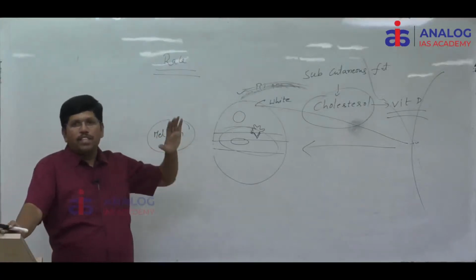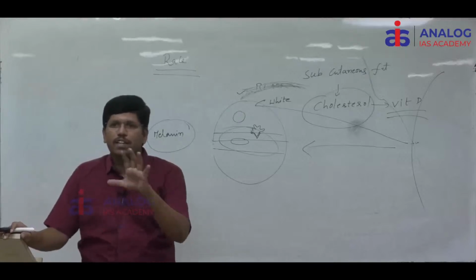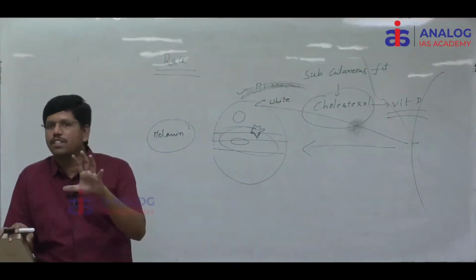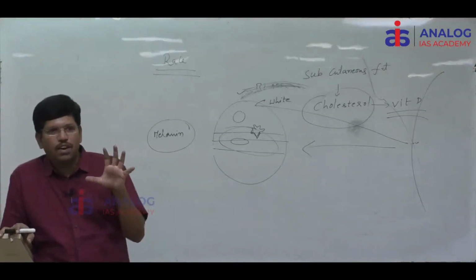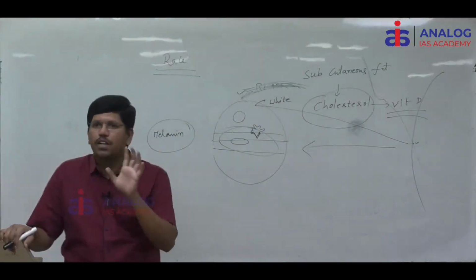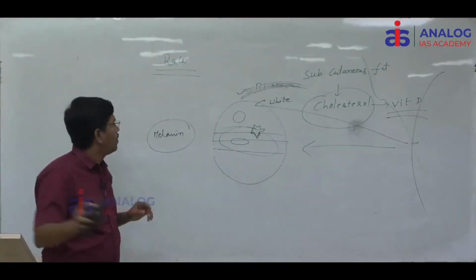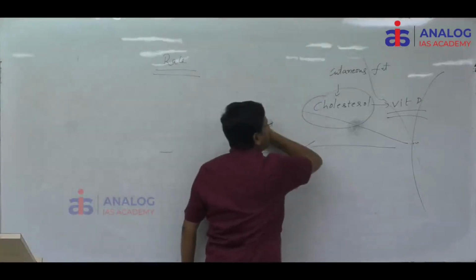Understood? Nature is responsible for the selection of people with a particular set of characters in different regions. That's why races came into existence. The origin of races is only for the sake of adjustment to a particular environment. That's it. Okay. This is about the concept of race.